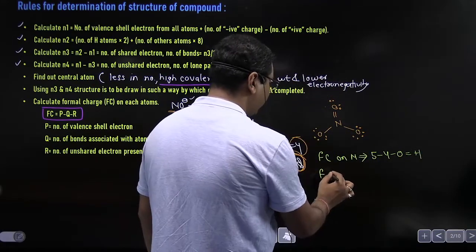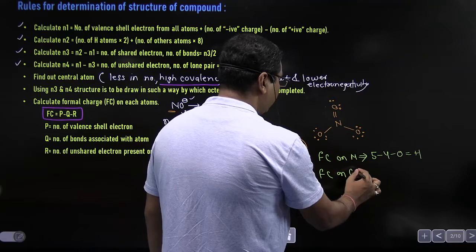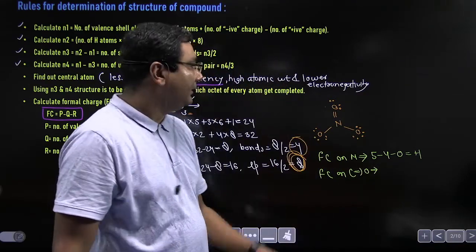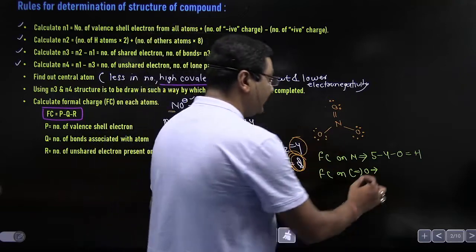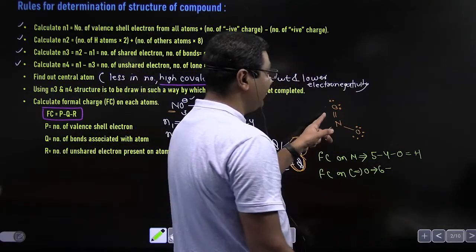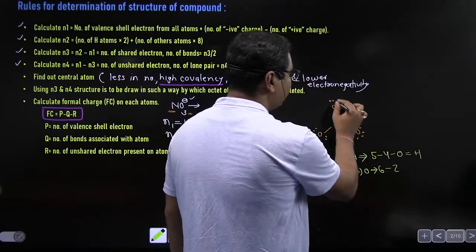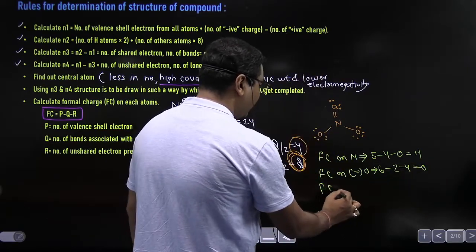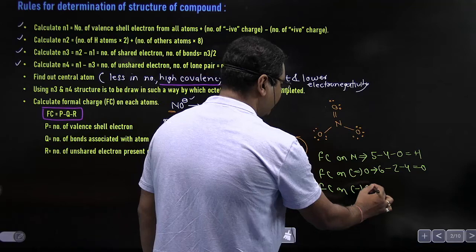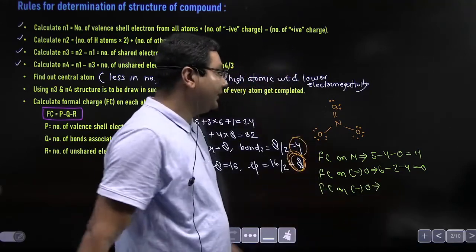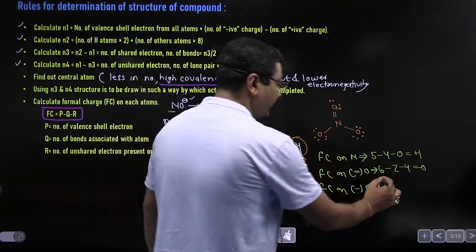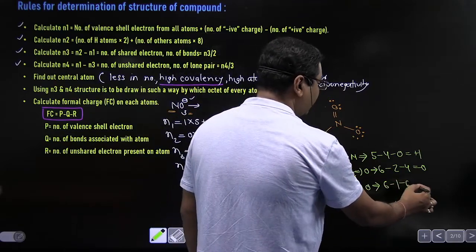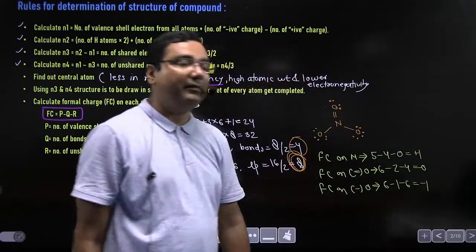Now formal charge on double bonded oxygen. This double bonded oxygen contains 6 electrons in the valence shell. This contains 2 bonds. Unshared electrons 4, so 0. Now formal charge on single bonded oxygen. You can see this single bonded oxygen contains 6 electrons, 1 bond, and total 6 unshared electrons. So this is equal to minus 1.